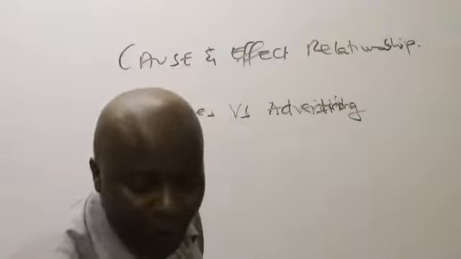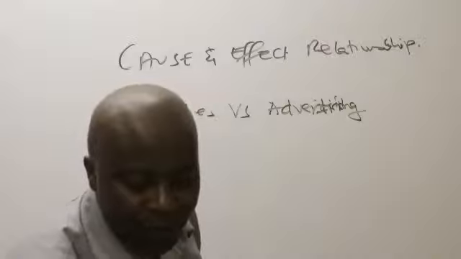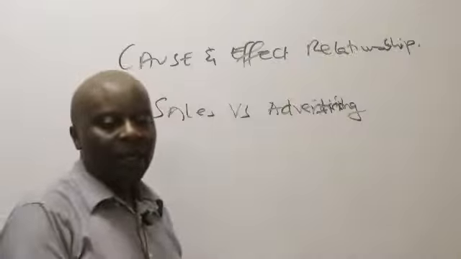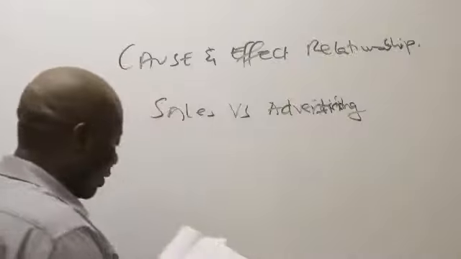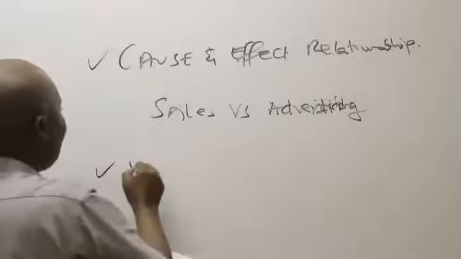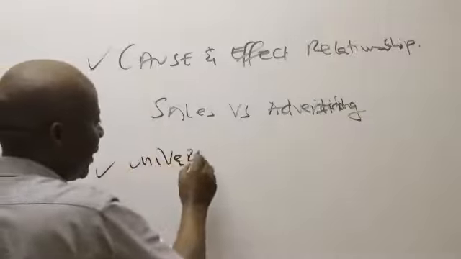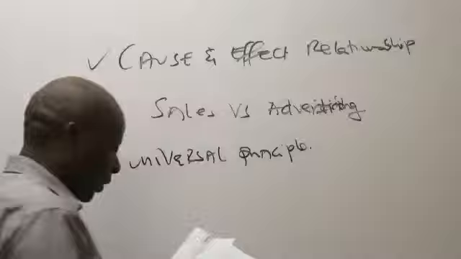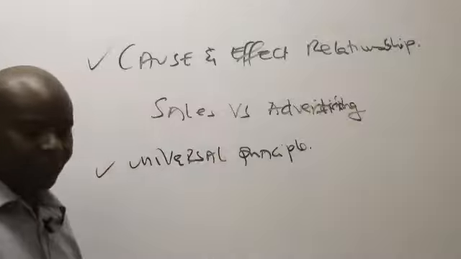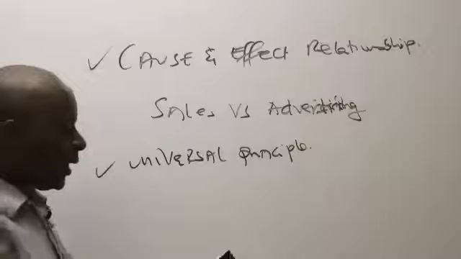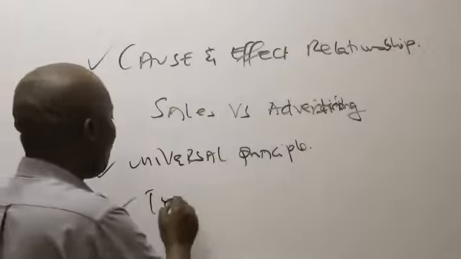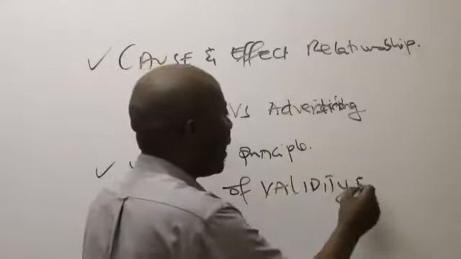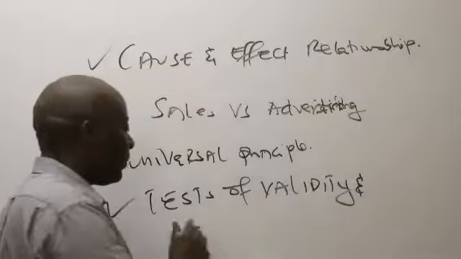So we have Robert. Before Robert, there was another student who gave us a very good concept there. Yes, the principles are universal. So universal principles mean it's a science. It can be studied. Yes, we have tests of what here? Tests of validity, and what here? Predictability.